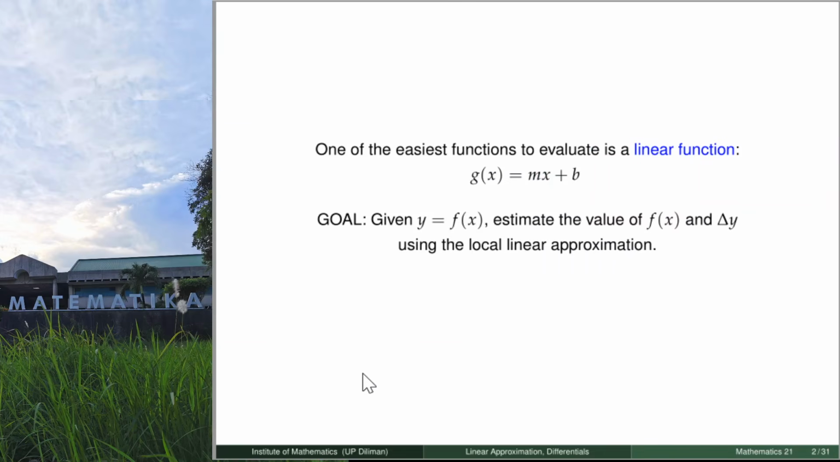We all know that one of the easiest functions to evaluate is a linear function. It's a function of the form g of x equals mx plus b, where m and b are just constants. In this video, our goal is, given a function y equals f of x, to estimate the value of f of x and delta y, the change in y, using a linear function. This special linear function is called the local linear approximation.